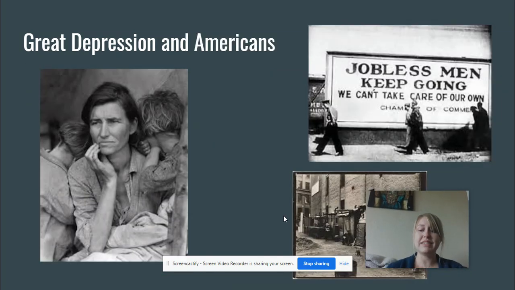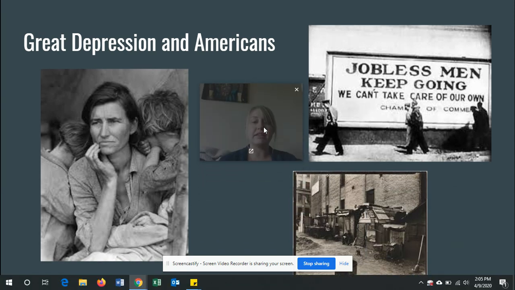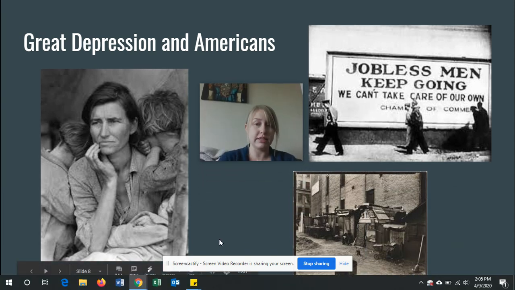So that takes me to the next slide, the Great Depression and Americans. I want to bring us back to this belief that was happening right before the Great Depression, which is that the government does not need to get involved in the economy. And this belief carried over into the Depression, that the government doesn't need to get involved to help Americans necessarily. People are just going to have to pull themselves up by the bootstraps. Companies are going to have to help them, all that stuff.